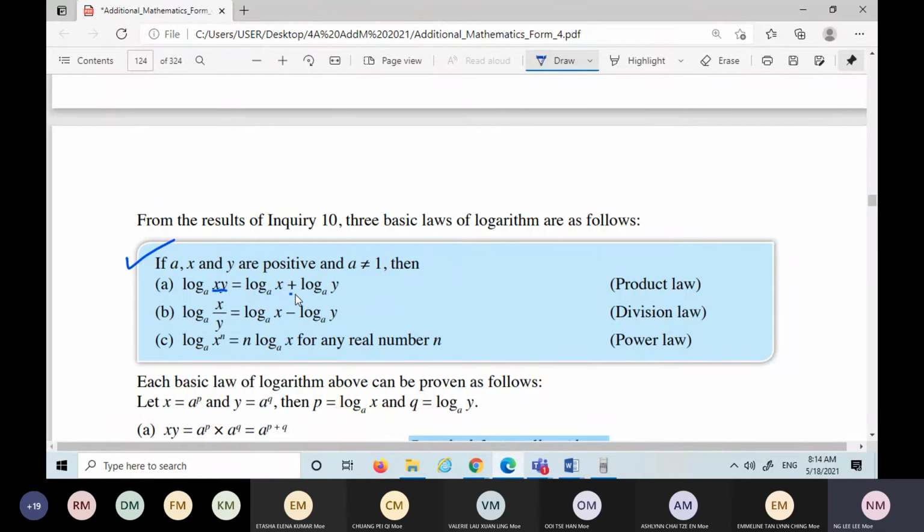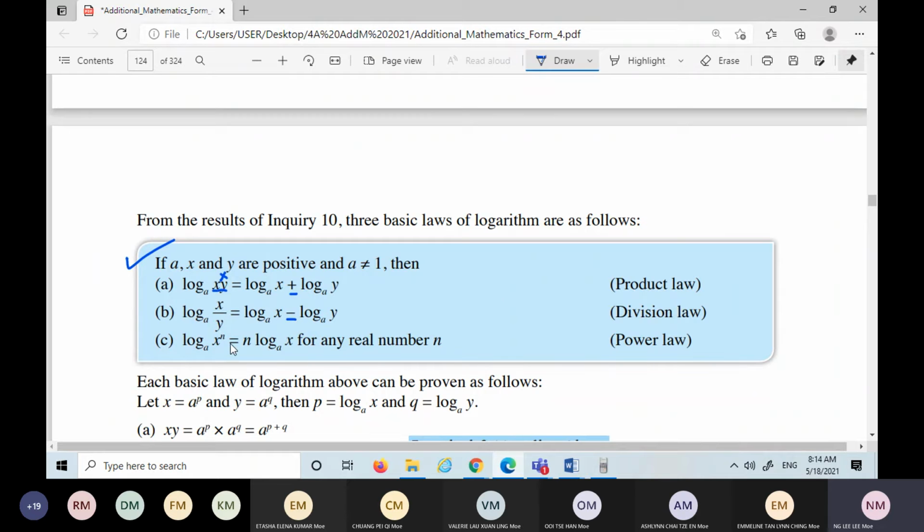And then in between is plus. For times, or multiply, or product law. Okay, the division law here is divide. For divide, the same thing, you can break it into two logs, and then in between is minus. Just now the product law is plus, now the division law is minus.